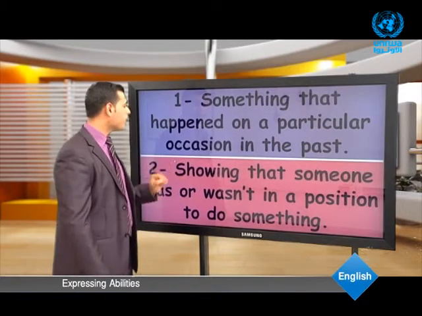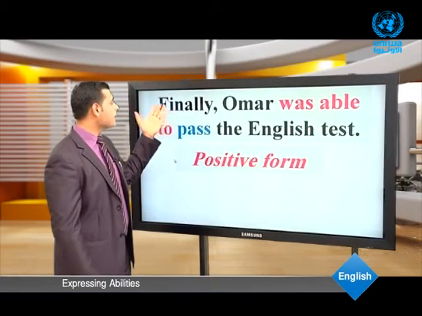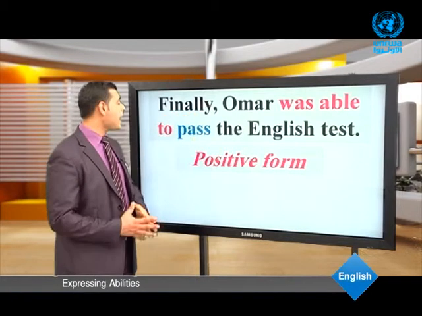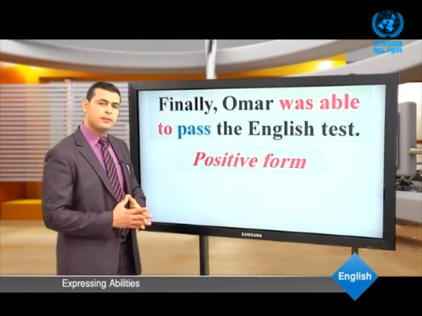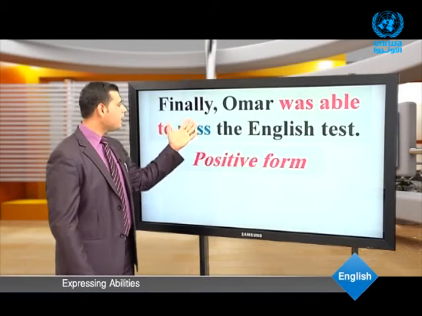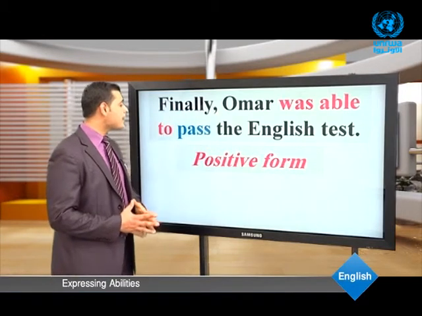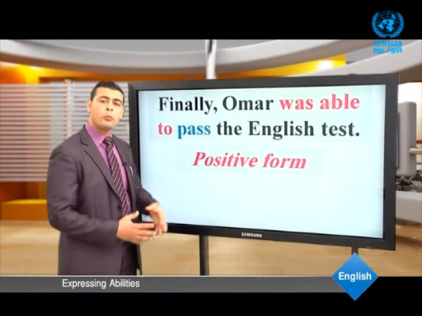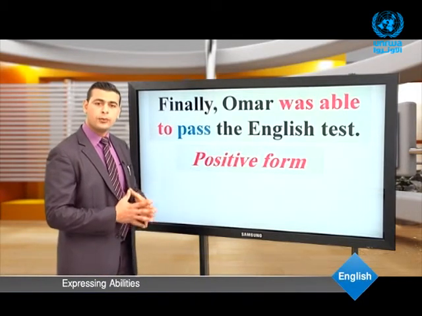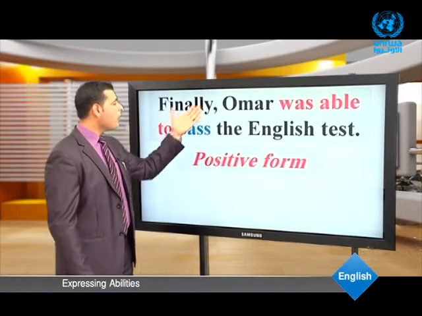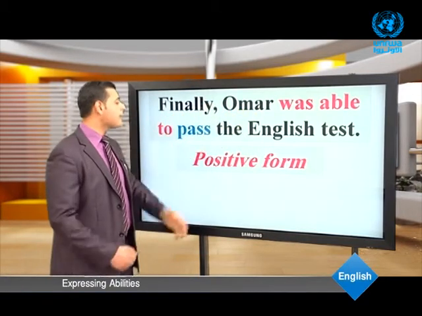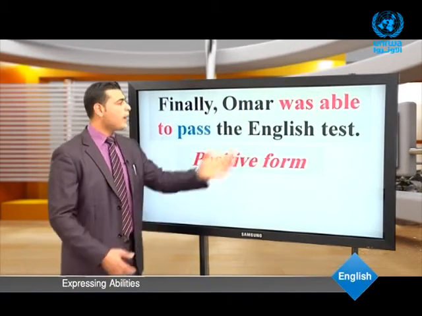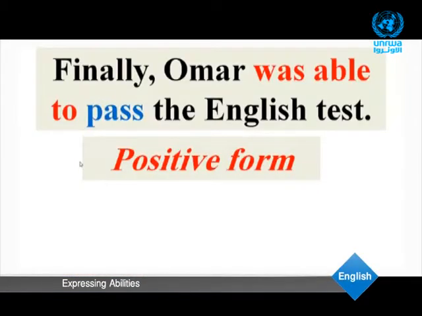Let's go ahead. Let's read this sentence. Finally, Omar was able to pass the English test. This is, dear students, the positive form or the affirmative form of able to. Here we have was because we have the singular subject, Omar. Able to, and after to, we use the base form of the verb.